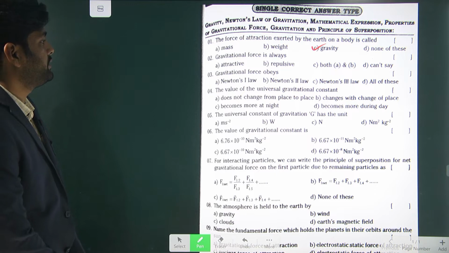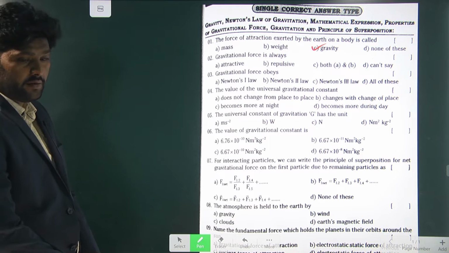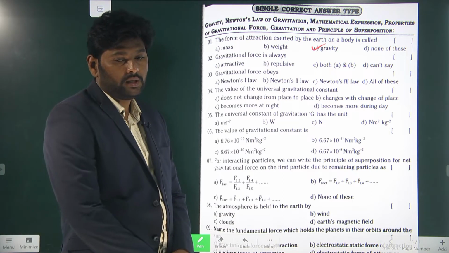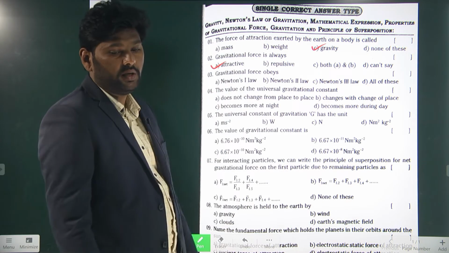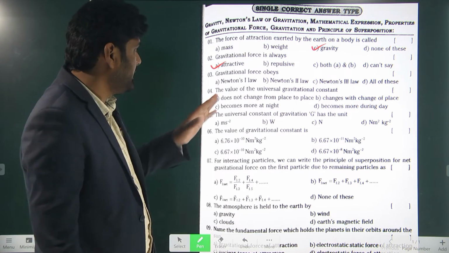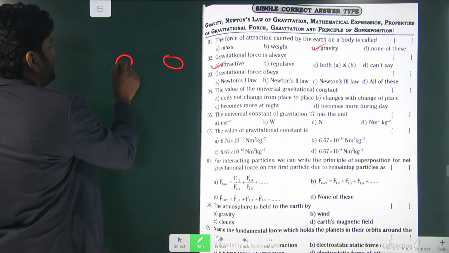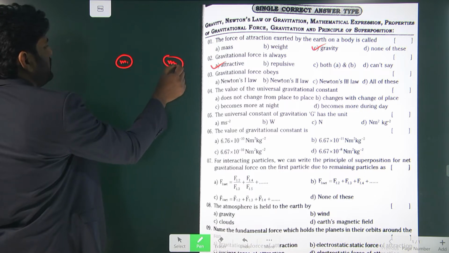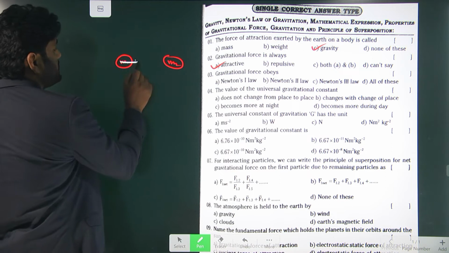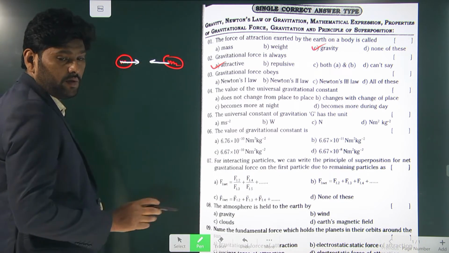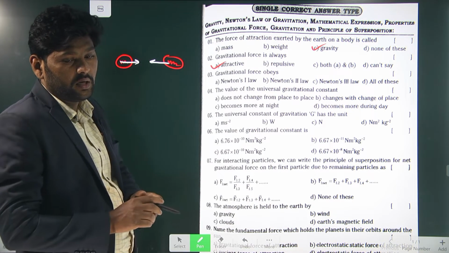Next, gravitational force is always what kind of nature? It always attracts; it cannot repel. Let us take this is mass m1 and this is mass m2. Between these two masses, only attraction force exists. That is called gravitational force.